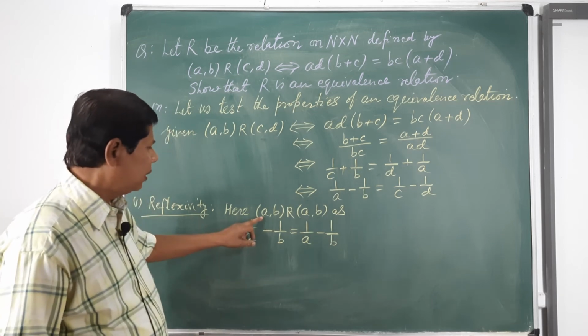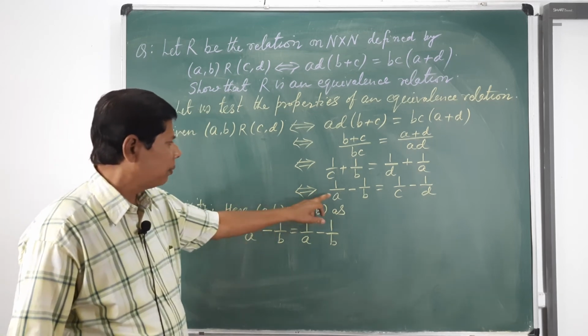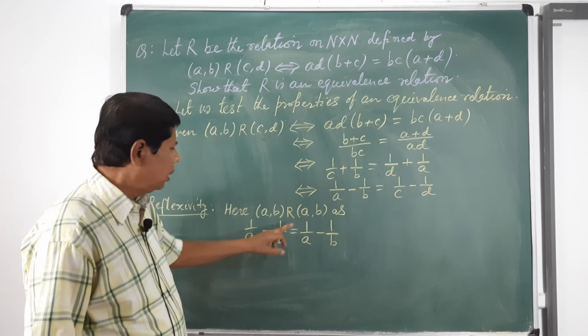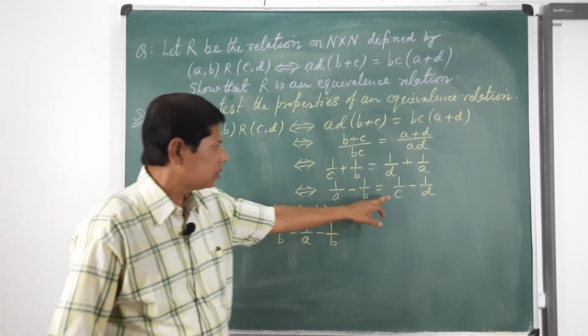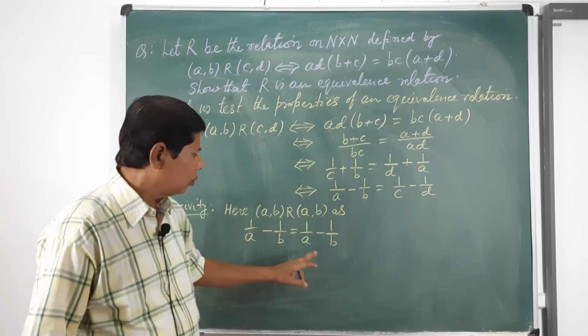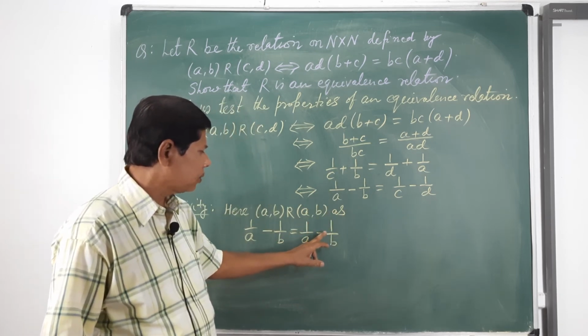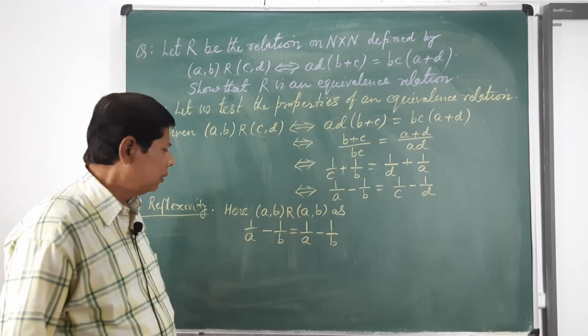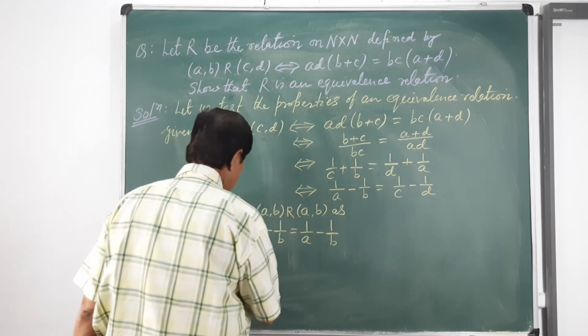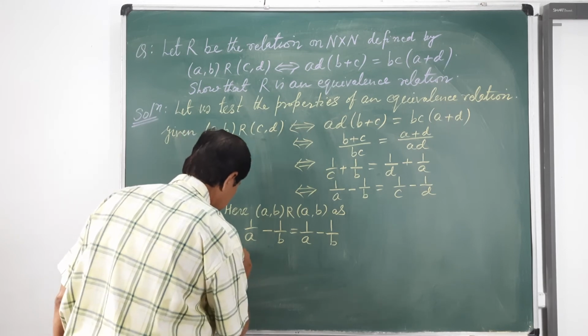So here the first element is A, the second element is B, so 1 by A minus 1 by B. The third element is also A, and the fourth element is B. So in place of C and D, we have A and B. So we can write 1 by A minus 1 by B. So this is true, therefore (A, B) is related to (A, B). So hence R is reflexive.